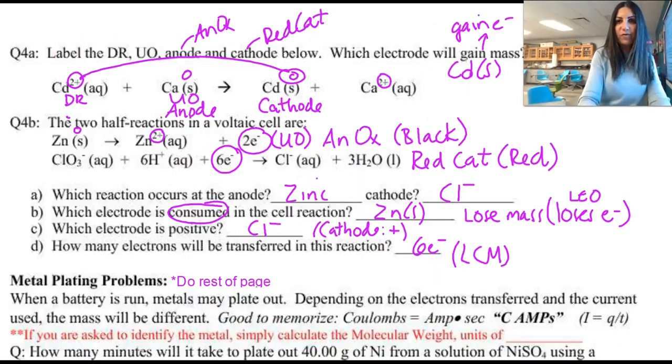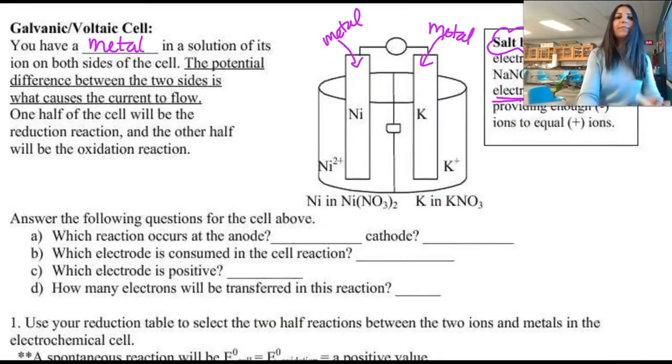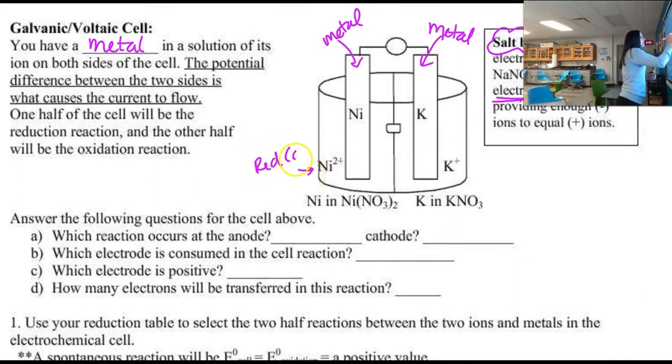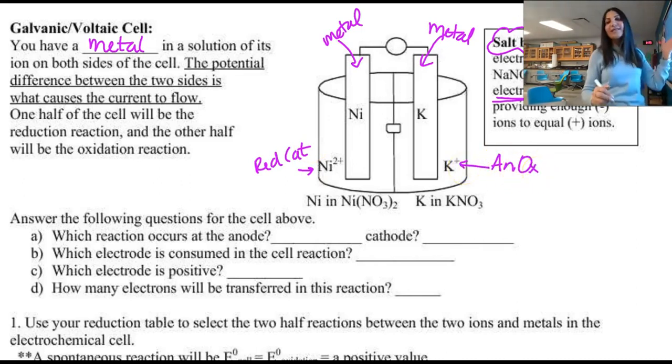All right, so let's go back over here and keep our nickel as our reduction. So this is going to be our red cat, which means that is the one we're going to hook our red wire up to. And the potassium is going to be our anox. And remember, it is the solid that is your anode or your cathode, depending on which one you're looking at. Okay, so we do know that.